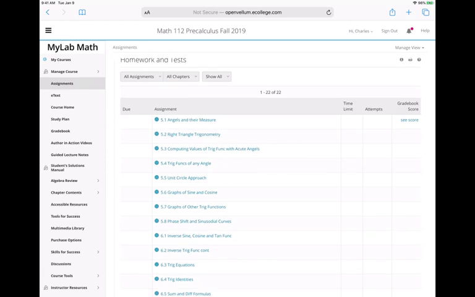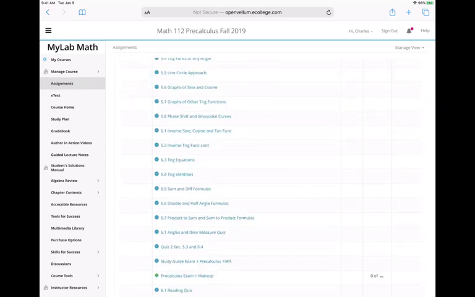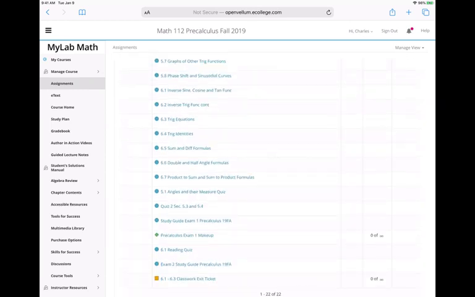So, 6.3 Trig Equation. You see at the bottom there, we have the 6.1 to 6.3 classwork exit ticket. So that's there. You get as many attempts as you want. Whatever grade you have at the end of class today, that's the grade I'm going to take and insert in my grade book. So let's look at 6.3 really quickly.